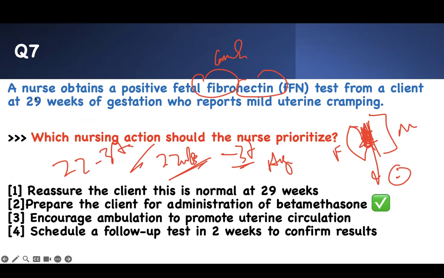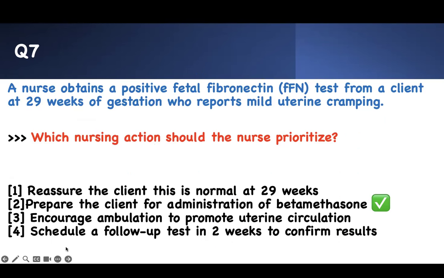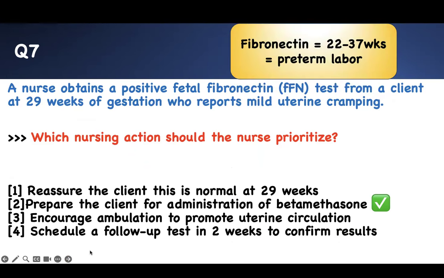Therefore, this lady at 29 weeks is having preterm labor. Based on that, you can tell that this is not normal. We should prepare for steroids. We should not let mommy walk because she's going to deliver. She does not need a follow-up. So that's the content. And I'm going to show you the mnemonic and you write it down. Fibronectin, 22 to 37 weeks means preterm labor.